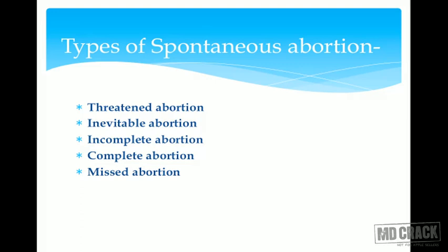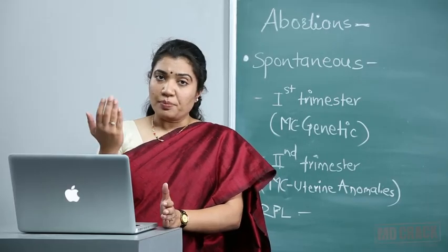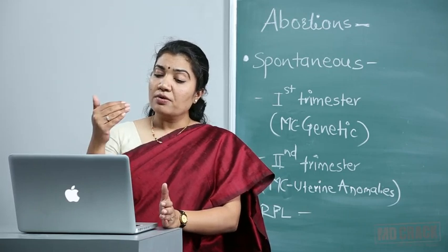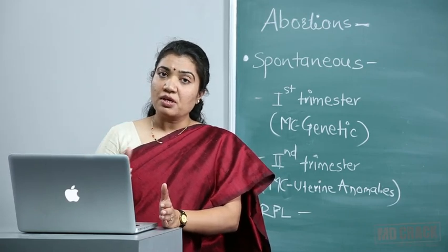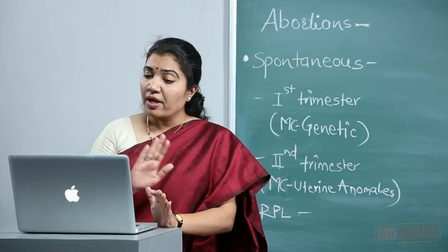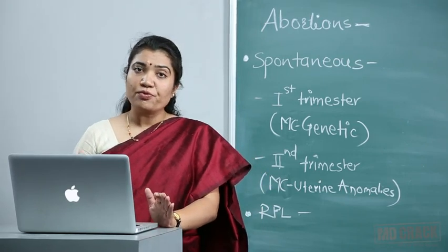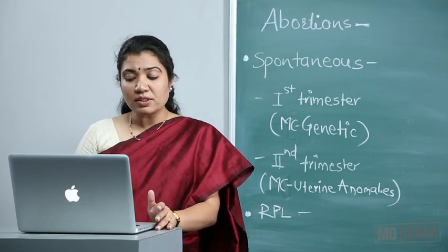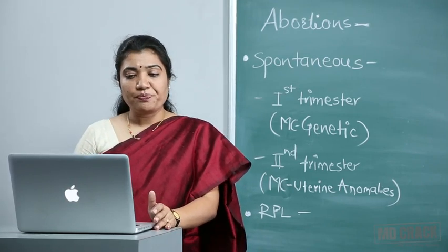What are the types of spontaneous abortion? Threatened, inevitable, incomplete, complete, and missed. These are all types of spontaneous abortions. A patient coming to us can be in any of these conditions. We have to diagnose it and treat it accordingly. Management varies from type to type, and we'll be seeing all these types in detail.